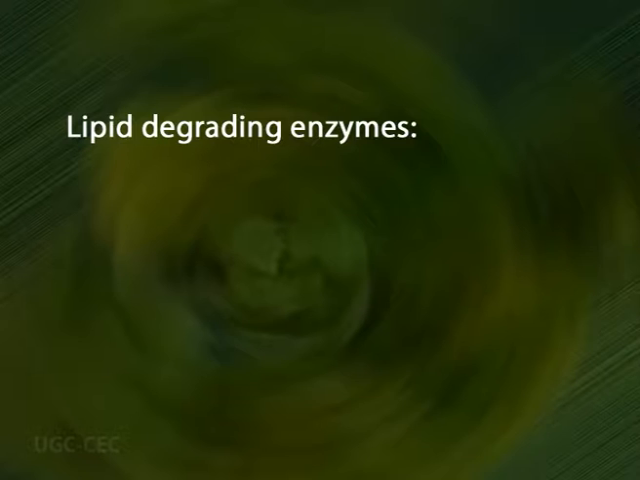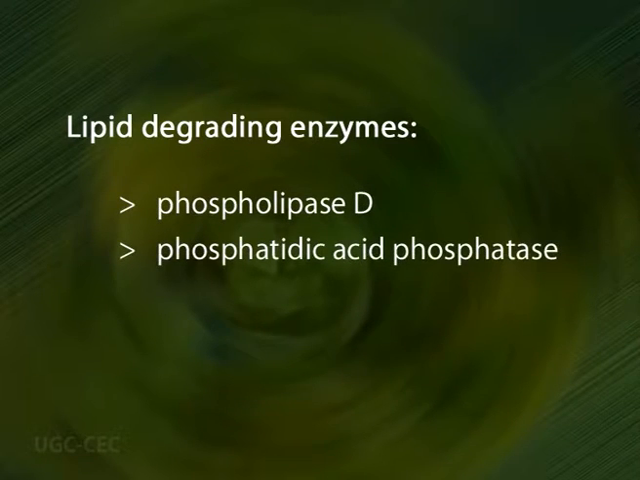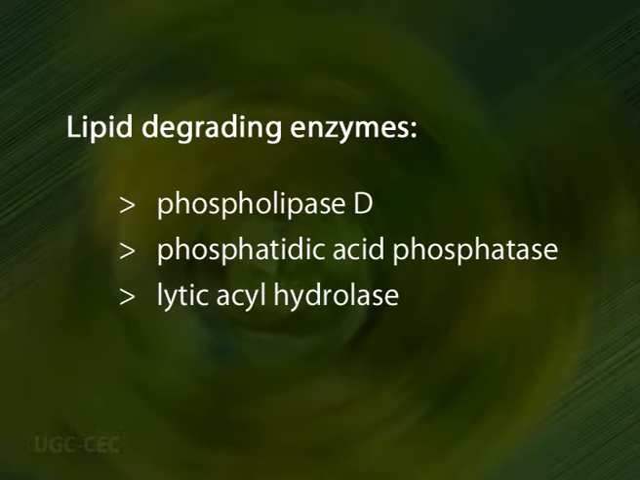Senescence-associated cysteine proteases, which accumulate in the vacuole, also play a role in protein degradation. Lipid degrading enzymes such as phospholipase D, phosphatidic acid phosphatase, lipolytic acyl hydrolase, and lipoxygenase appear to be involved in hydrolysis and metabolism of the membrane lipid in senescing leaves. The decrease in the RNA levels is accompanied by increasing activity of several RNases.